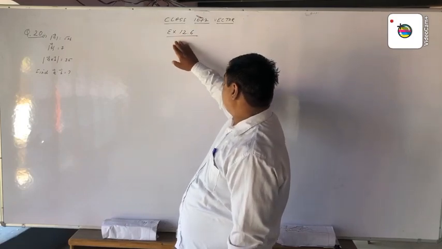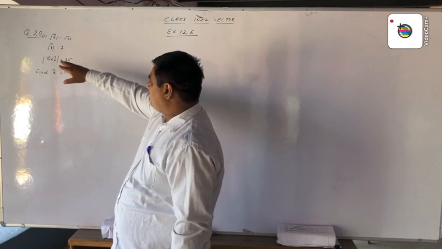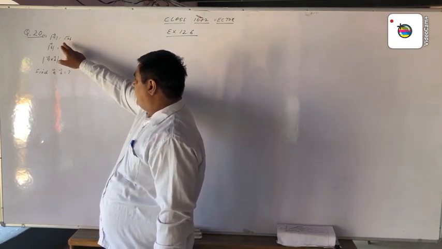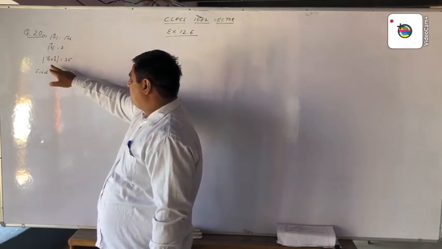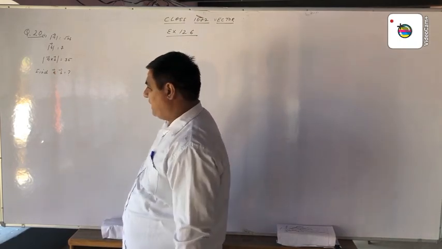Class 12, exercise 12.6. In question number 20, it is given that the magnitude of vector A is 26, the magnitude of B is 7, and the magnitude of A cross B is 35. We have to find vector A dot vector B.